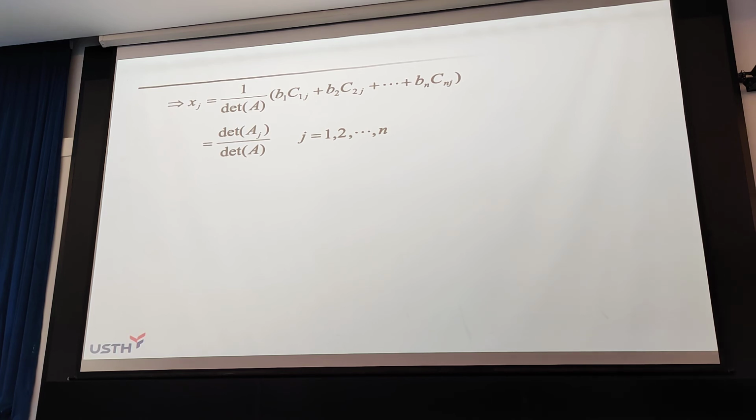So now you have it. So now we have two different ways to solve the system of linear equations. The first one is that you need to use elimination, phương pháp khử, and the second one is Cramer's rule. And in Cramer's rule, you need to calculate a lot of determinants.